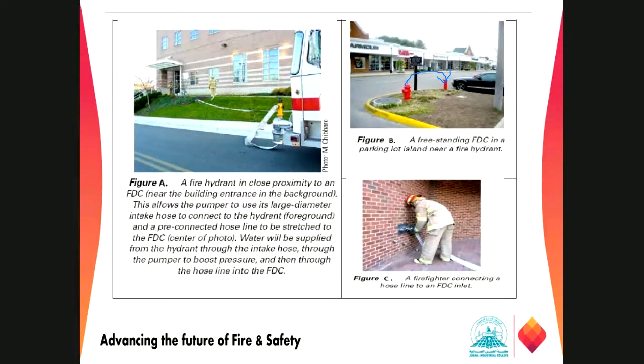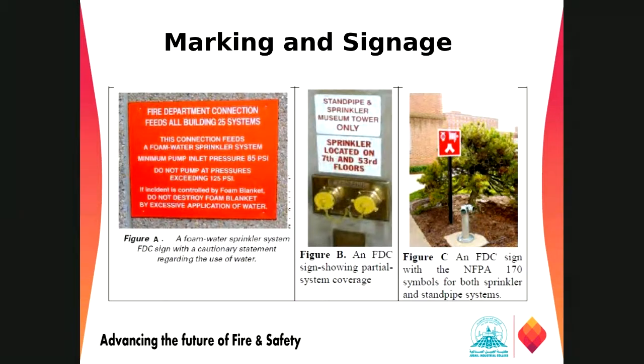And the last one, figure C at the bottom, we have a firefighter connecting a FDC to an inlet. So we have to make sure regarding the location and position of the fire department connections. And then we have the signage. It is very important so that one can see easily where is the exact location of those fire department connections.